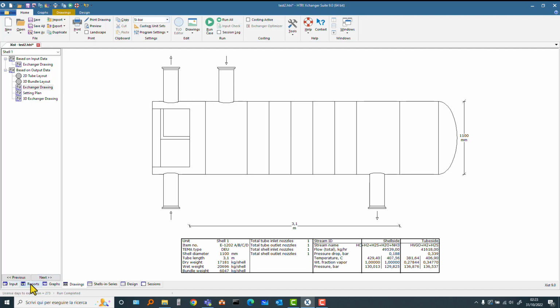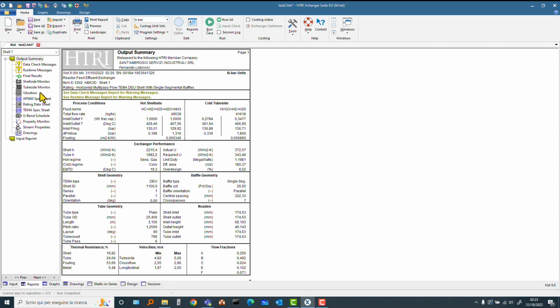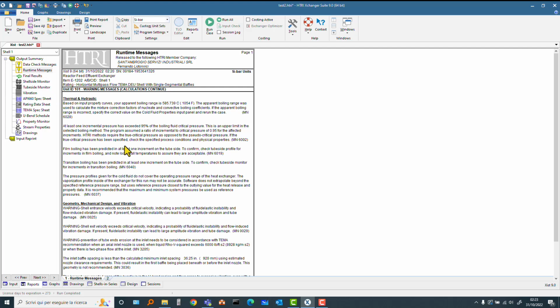So I'm going back in the report, runtime messages, list one incremental, film boiling, transition boiling, the pressure profiling. I see here this is not nice. Warning, shell entrance velocity exceeds critical velocity, indicating a probability of fluid elastic instability. Shell exit velocity, so this is a problem.